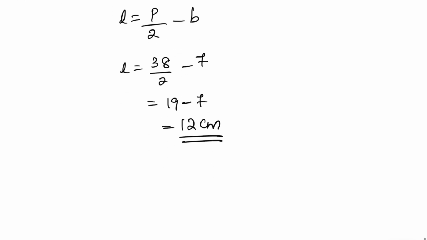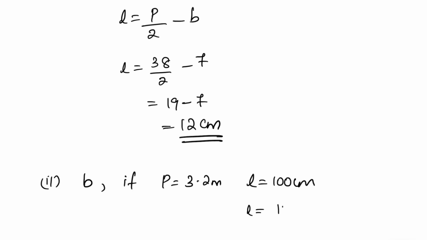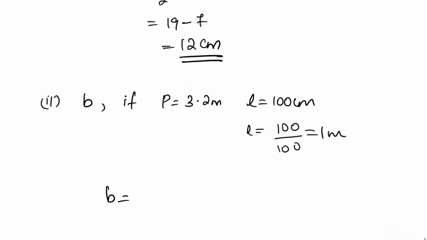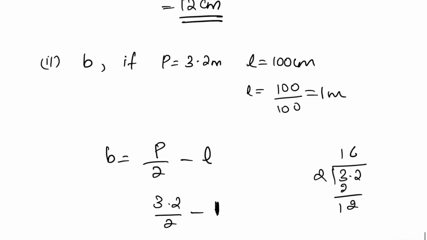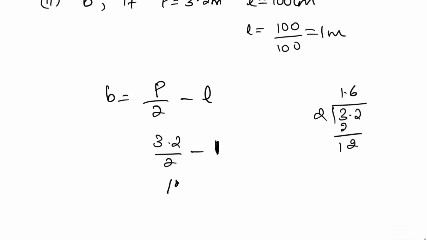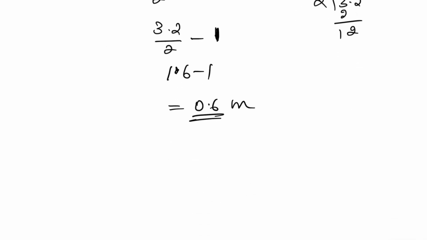Next question you have. Find the breadth if P is 3.2 meter and L is 100 centimeter. So 100 centimeter can be written as 100 by 100 is equal to 1 meter. B is equal to P by 2 minus L, that is equal to 3.2 by 2 minus 1. So that is equal to 1.6. 1.6 minus 1 will give you what? 0.6. So you will get 0.6 meters.